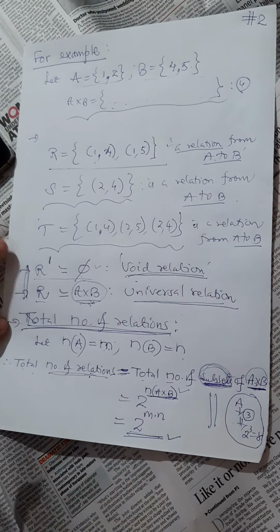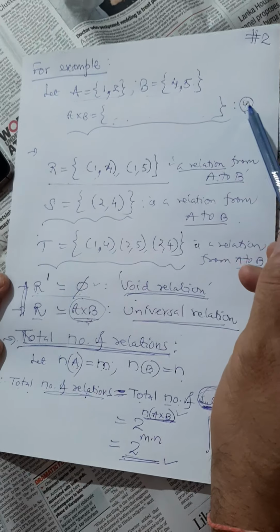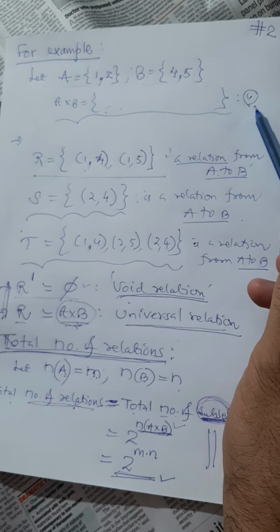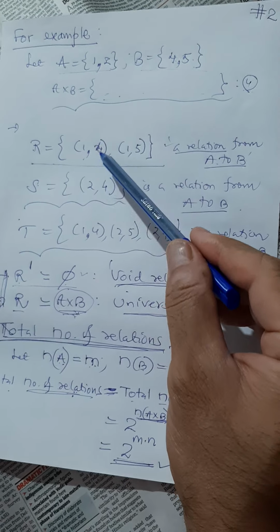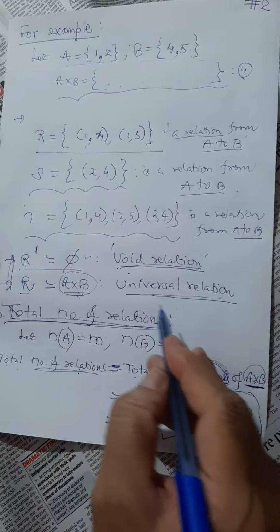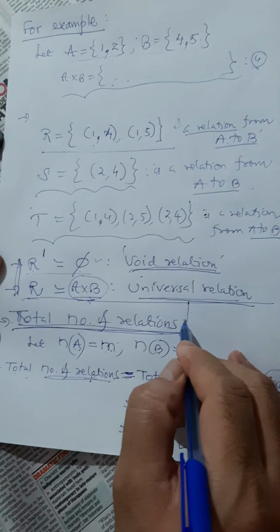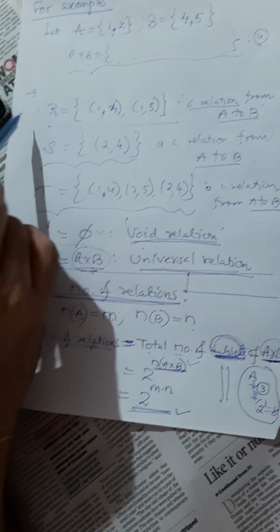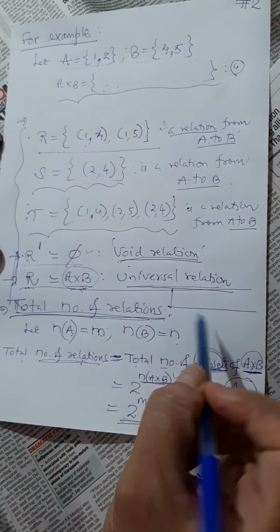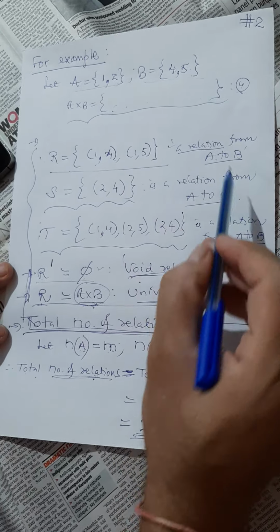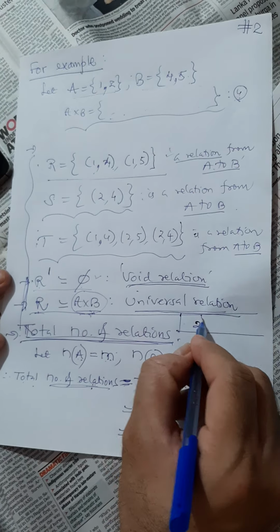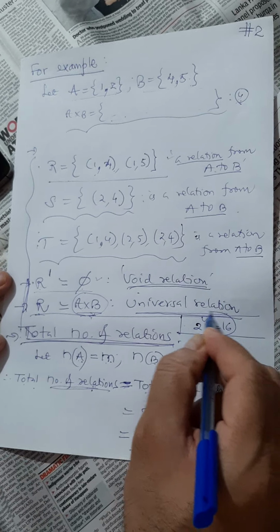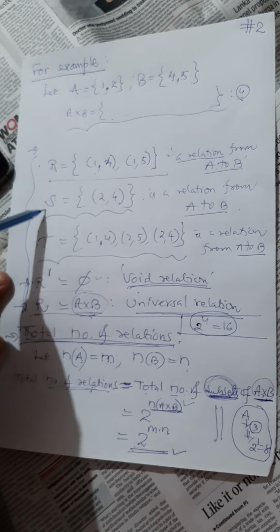If you come to this example, here A cross B has how many members? 4 members. So how many such relations can you form? In this case, I have listed 5 here. How many can you list? That is 2 raised to the number of elements in A cross B, which is 4, so 16. So you can form 16 such relations.